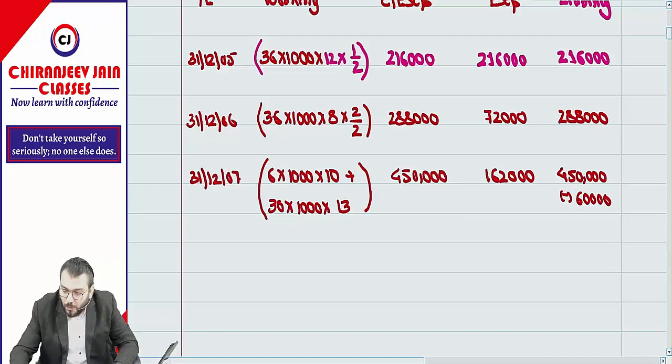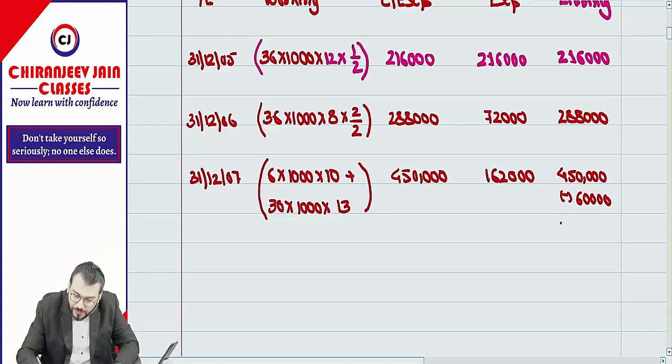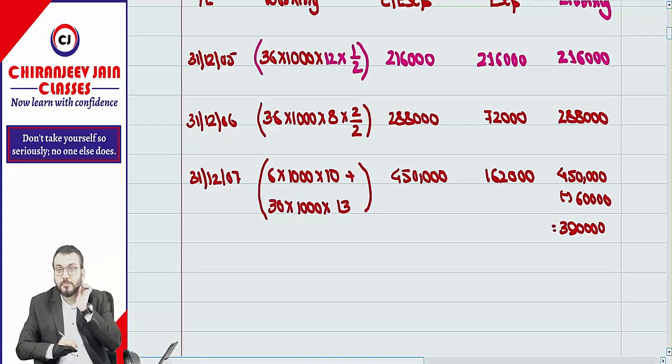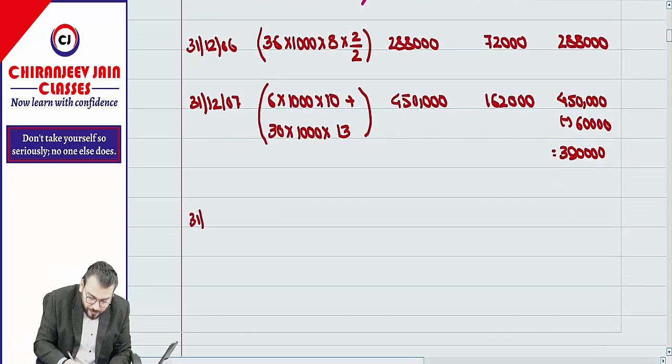This is also a point where you require concentration. So it becomes 3,90,000. Got it? So liability will be 3,90,000 as on this date. Liability will be reduced by the payment, na? Got it. Yes, sir. Then last 31st 12 2008.